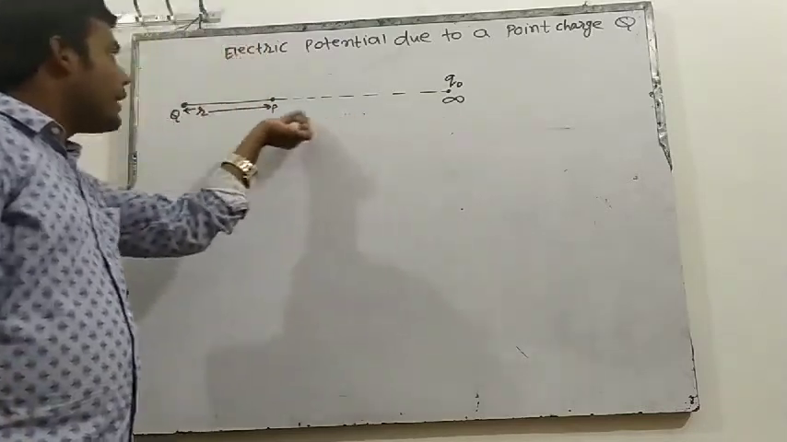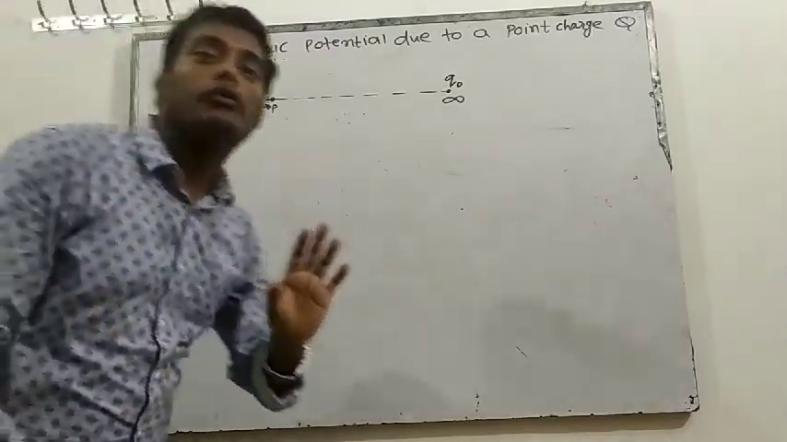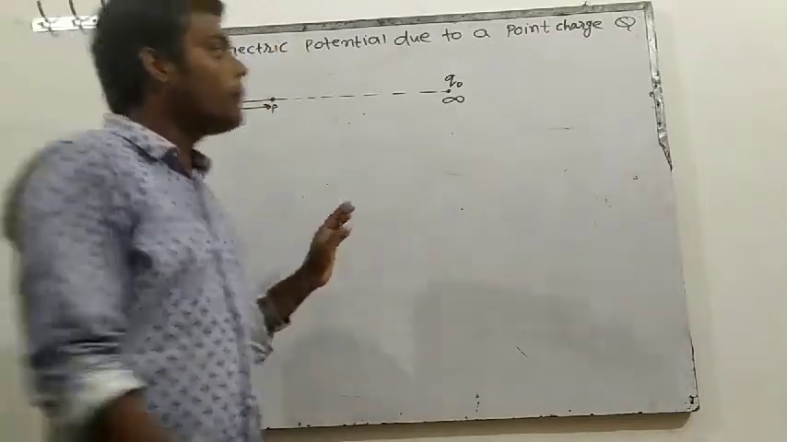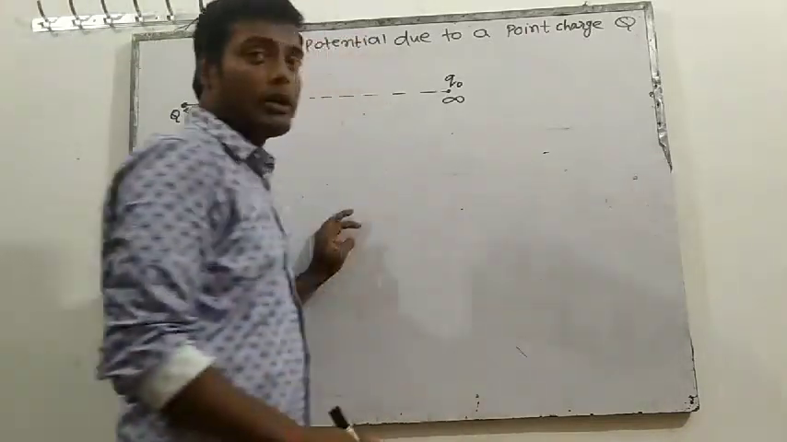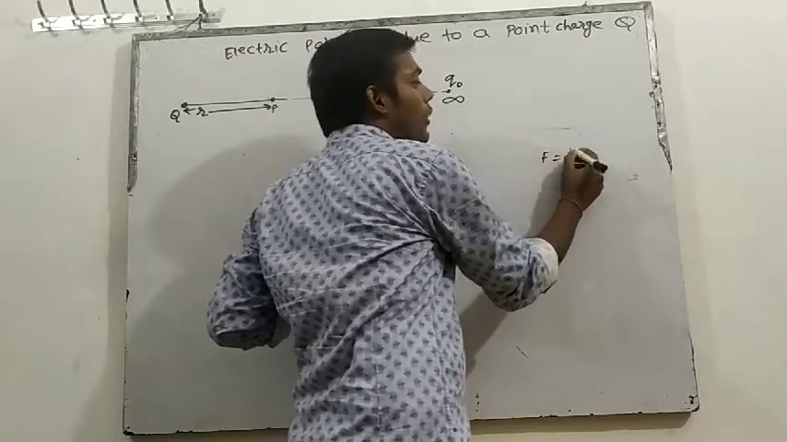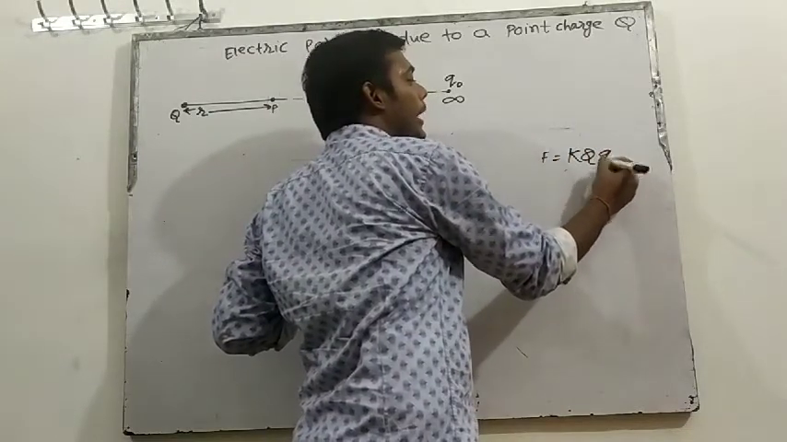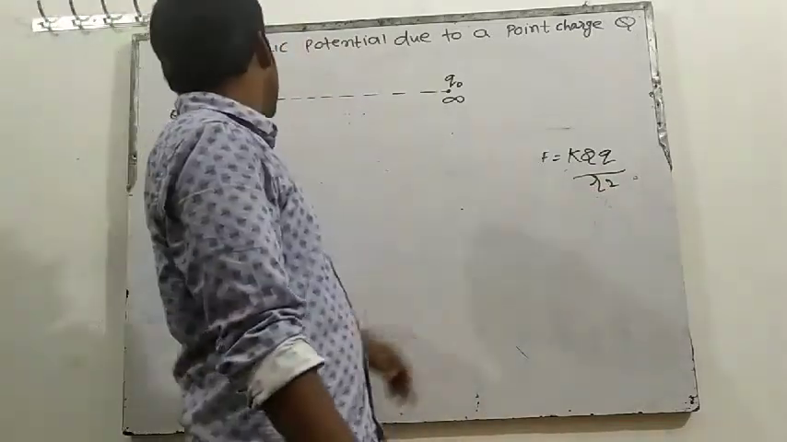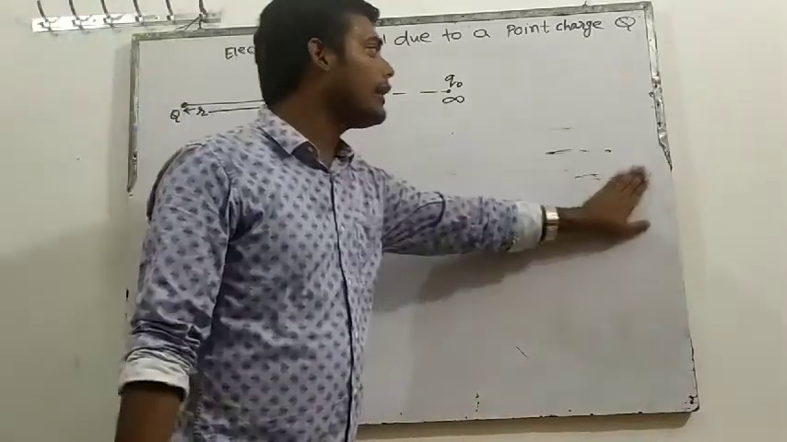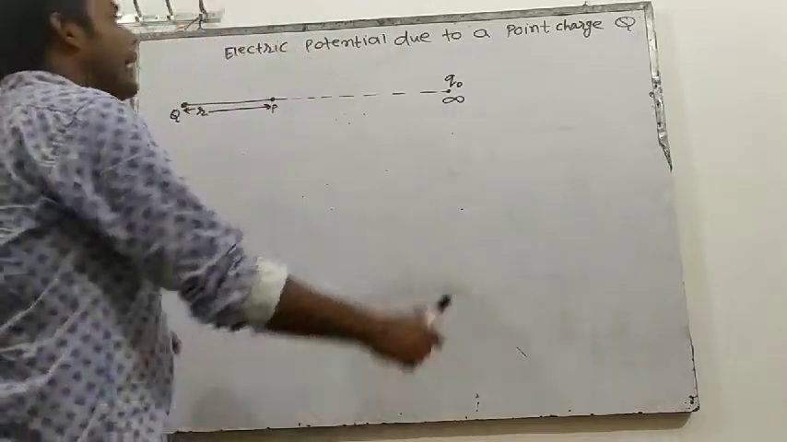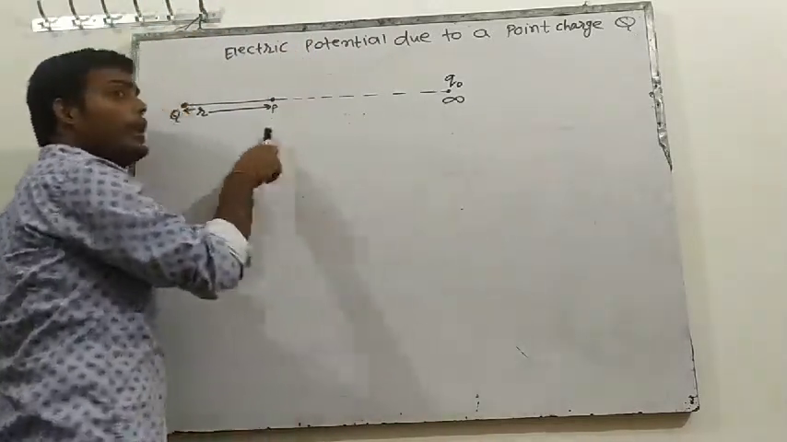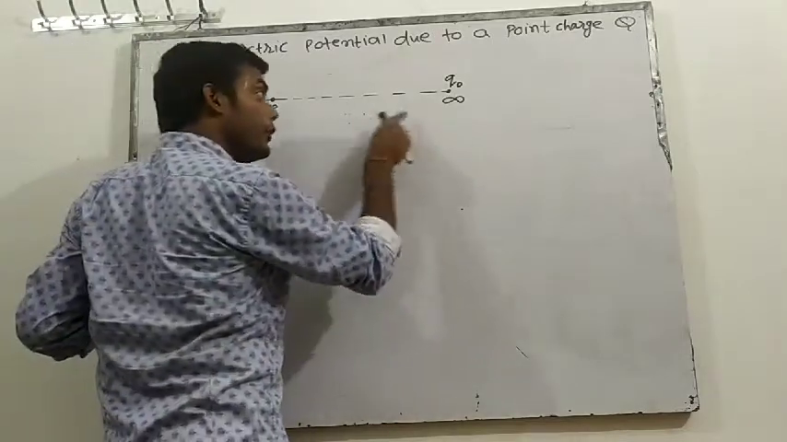We can't find the work from infinity to P because we don't know the distance. Because to find the force we need K Q1 Q2 by r square. For finding force, what do we need? K Q1 Q2 by r square. And if I have no information about distance, then I can't calculate force. So we will not find the work from infinity to P. We will find the work from P to infinity.